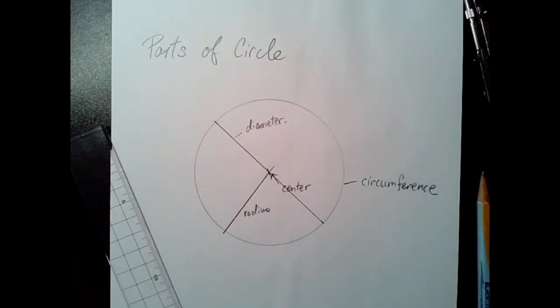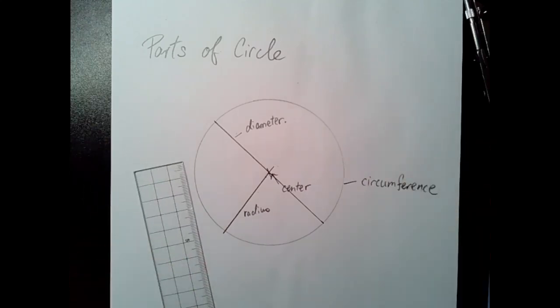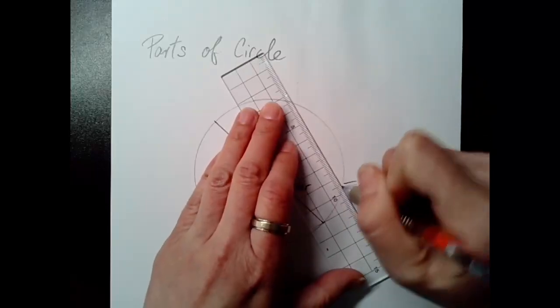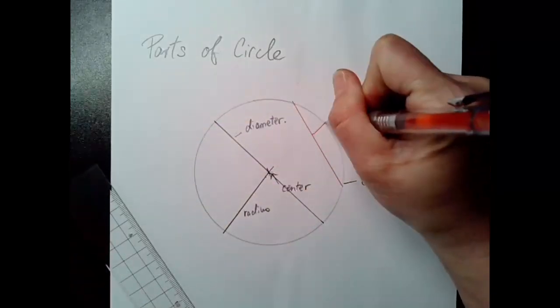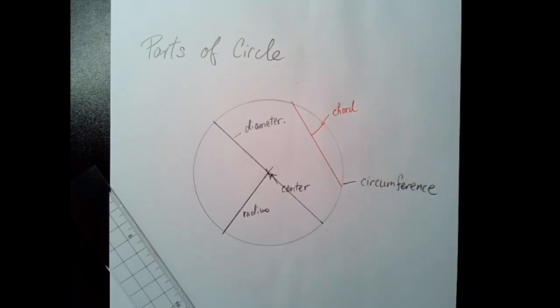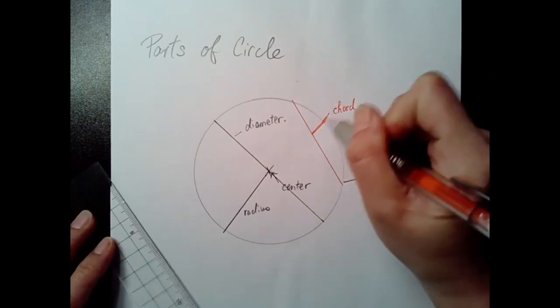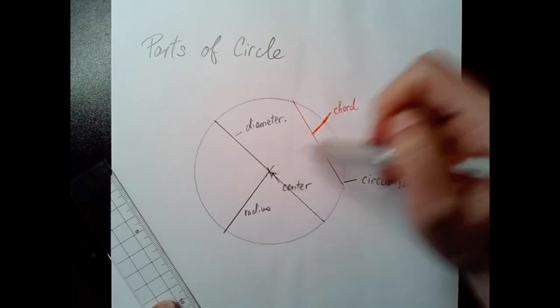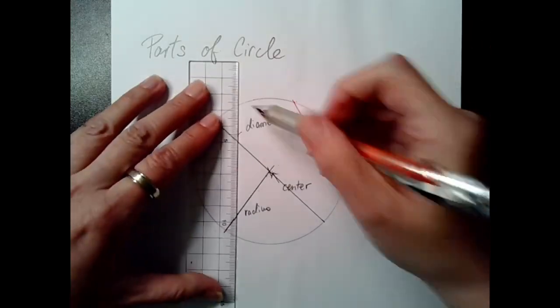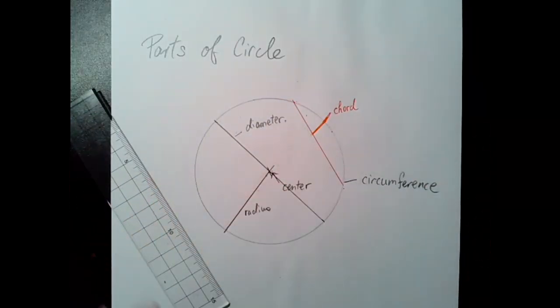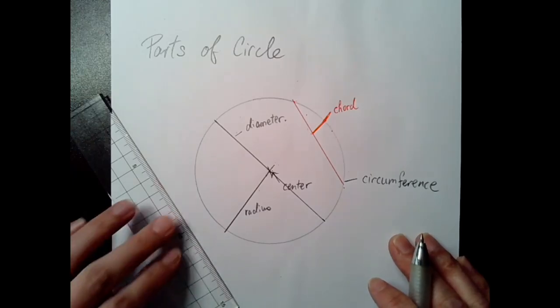However, when we get to a situation where the line going from one side to the other does not go through the center, I would say that this line is a chord. This line from one side to the other, but not going through the center, is a chord. It could be like this, or it could go to the other side as well. As long as it doesn't go through the center, it's a chord. So this is how we call it.